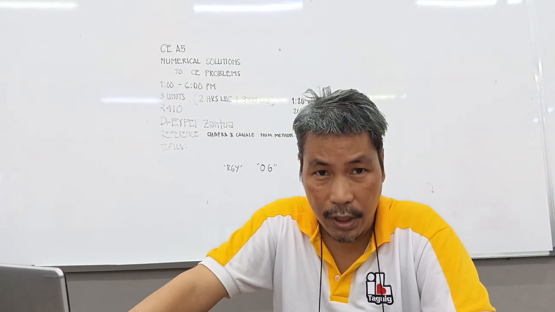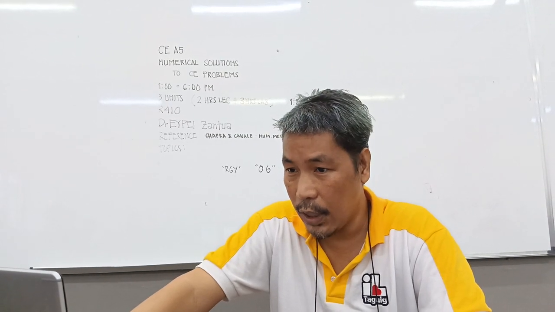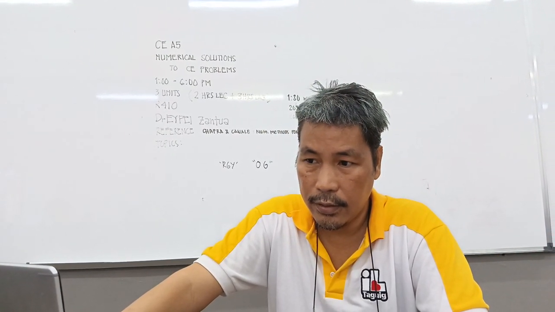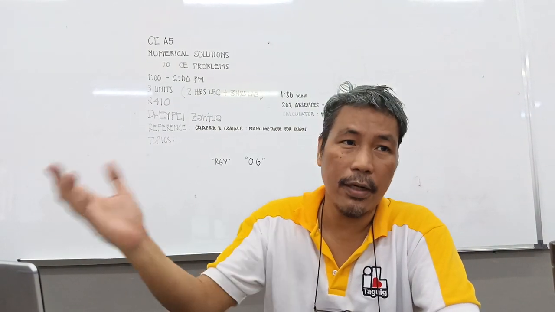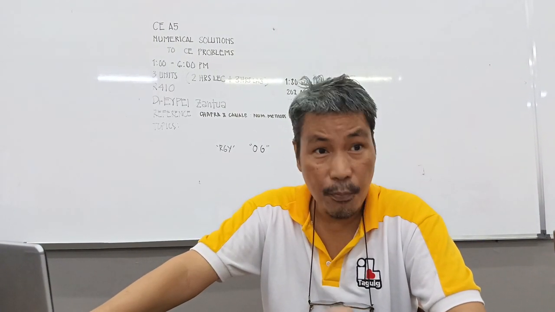Now, we have 2 hours lecture and 3 hours laboratory. By laboratory, we mean 3 things in engineering. When we say laboratory, that is the time we do the experiment, the time we do the field work, or the time we do the computation. In our other subject, for example surveying, laboratory means field work. In this course, we are not doing any field work, we will do computation.